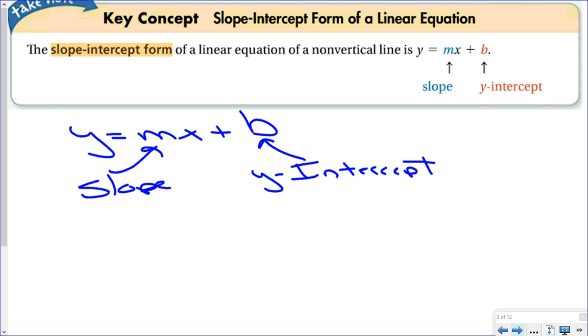Now, slope you did in 5.1, and we actually got pretty good at it, where we have y2 minus y1 over x2 minus x1. So that's how you're going to find slope. The y-intercept, you can look at a graph and identify where the intercept is, or you can solve for b, and I'll show you a problem like that in a little bit.